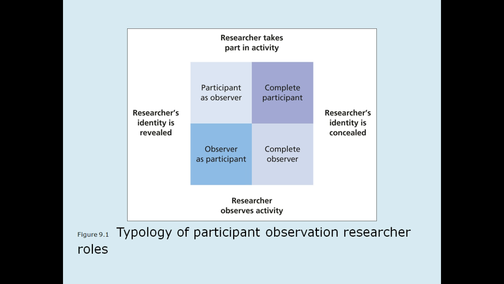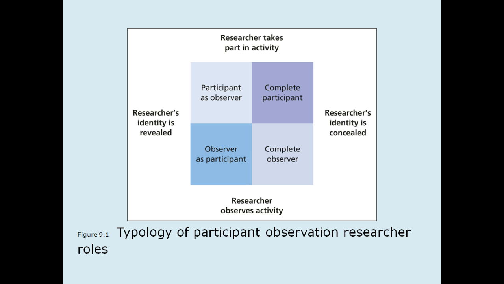We've got the participant as an observer. Now, the participant as an observer, here the researcher's role is revealed to everyone else there in the research setting, and the researcher is actually taking part and mucking in with anyone else. You then got the observer as a participant in the lower left of the quadrant here. So the observer as a participant here is where the researcher observes the activity but doesn't take part, okay? And the reasons for their research and their identity is revealed to the setting. Okay. On the other side, we've got complete participant. This is on the top right.